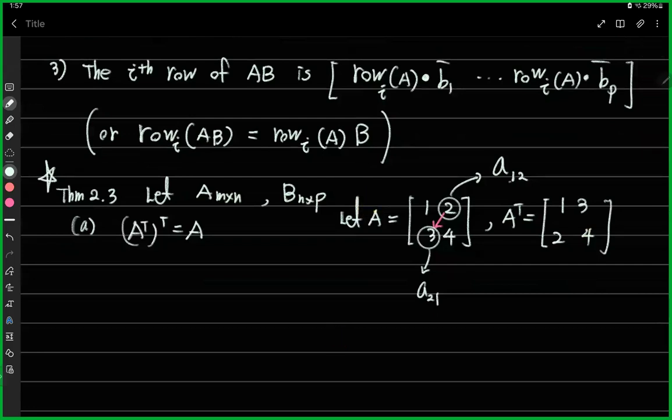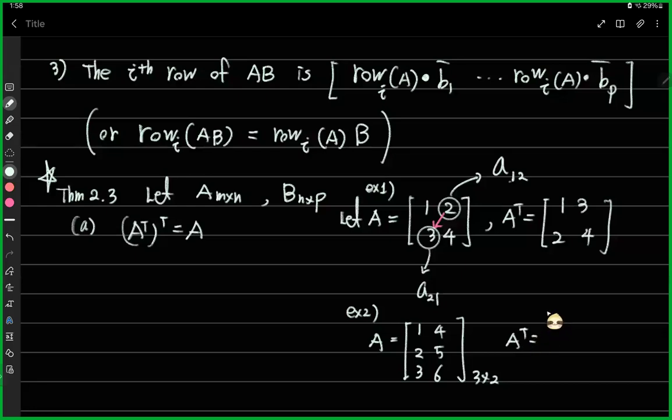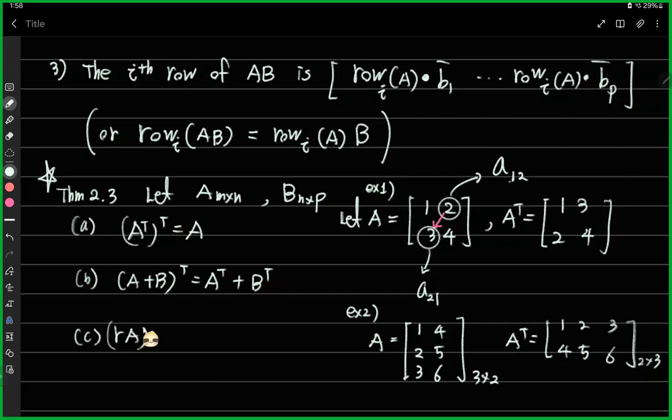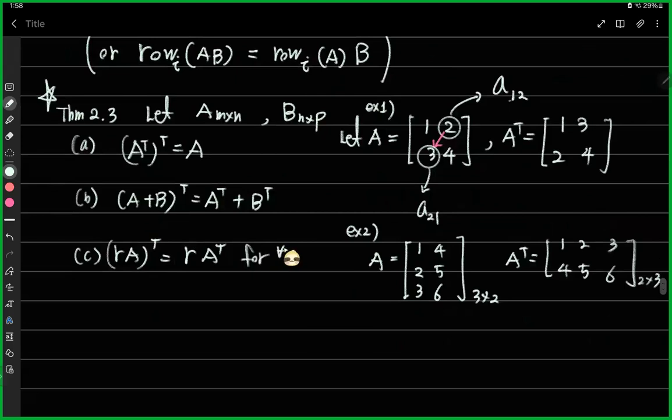Here is example one. Example two: if A is 1, 2, 3 and then 4, 5, 6, this is a 3 by 2 matrix. Then A transpose is going to be a 2 by 3 matrix. That's called the transpose. So (A transpose) transpose equals A, it's just trivial, right? And then (A plus B) transpose is going to be A transpose plus B transpose. And then (r times A) transpose, where r is a scalar: the transpose will not affect the scalar. So r transpose is r, because r is a matrix with a single entry. So yes, it's for any r in the real numbers.